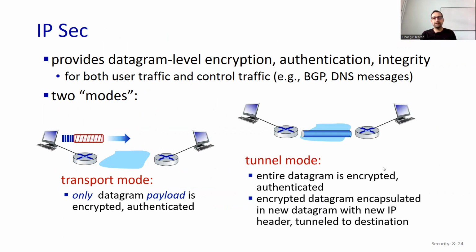In the tunnel mode, the entire datagram is encrypted and authenticated. The encrypted datagram is encapsulated in a new datagram with a new IP header, and tunneled to the destination. So this is actually what we use in VPNs and so on. Here you have the payload, then encrypt everything.